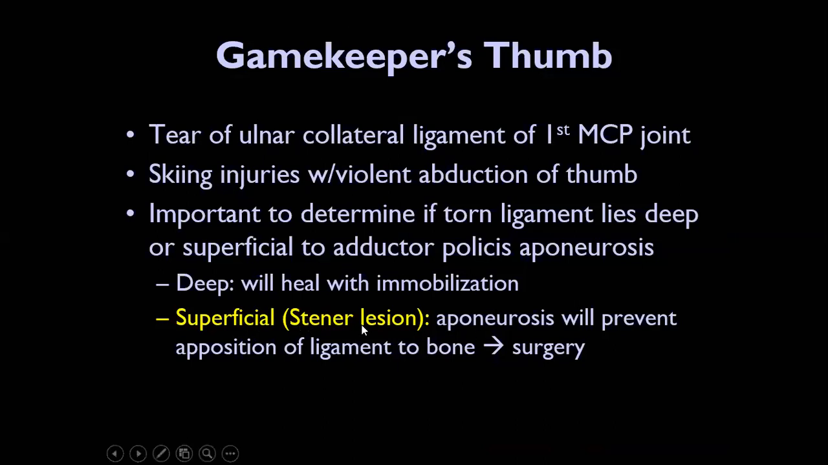So this is what is called Stener lesion, which will prevent the opposition of the ligament to bone. So he will need surgery. So you should exclude that. You should determine if this torn ligament is deep or superficial to the adductor pollicis aponeurosis. They like it much in the exam. That's why maybe everyone knows it. So that's what's called Gamekeeper thumb, okay?